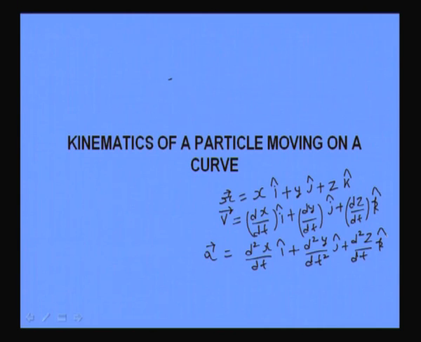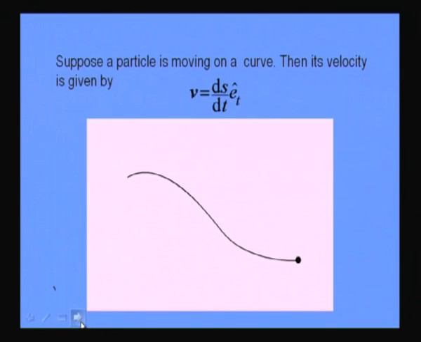However, in many situations one may not know the explicit expressions for x, y and z as a function of time. Instead, it may be known that the particle is moving on a curve. Now, if the particle is moving on a curve, then its velocity can be given by v is equal to ds by dt et.